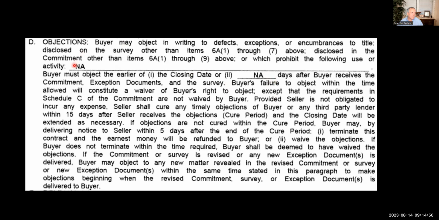Even if this is in A, we still need days, because what if there's a problem with the title commitment? And it tells you right here, commitment, exception documents, and survey. What if there's a problem with it? The buyer has no out. And by the way, there's a really good class you can take through Texas Realtors. It's seller beware, buyers have 42 or 43 ways of getting out of the contract. And that's certainly one of them. Any questions on that one?